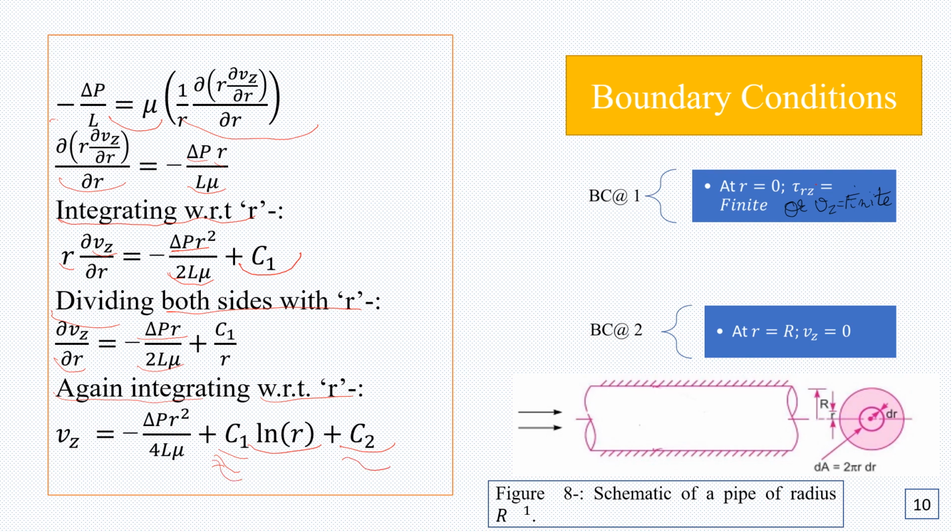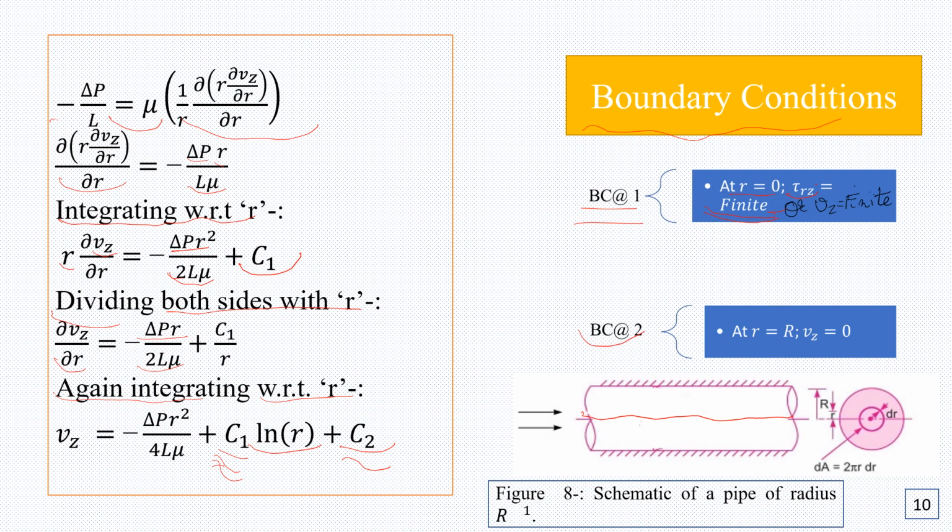For this we have two boundary conditions given. Remember, the first boundary condition is that at R equal to 0, meaning at the center, tau Rz, which is the shear stress at the center, must be finite. It cannot be infinite at the center.